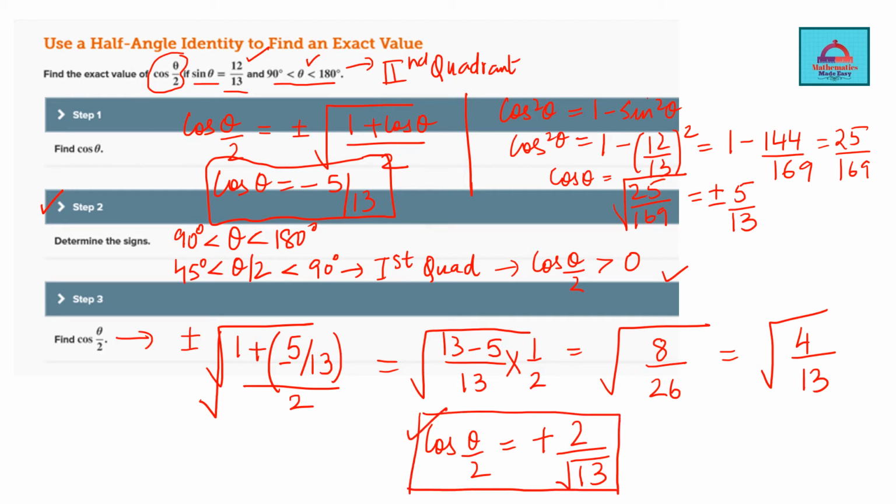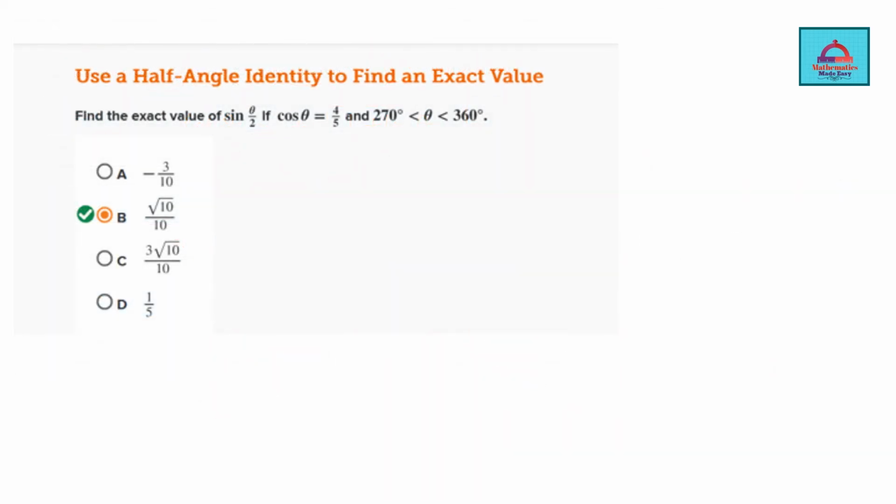And we have taken the positive sign because in step 2 we had got that the sign of cos will be positive being in the first quadrant. So let's solve one more question.